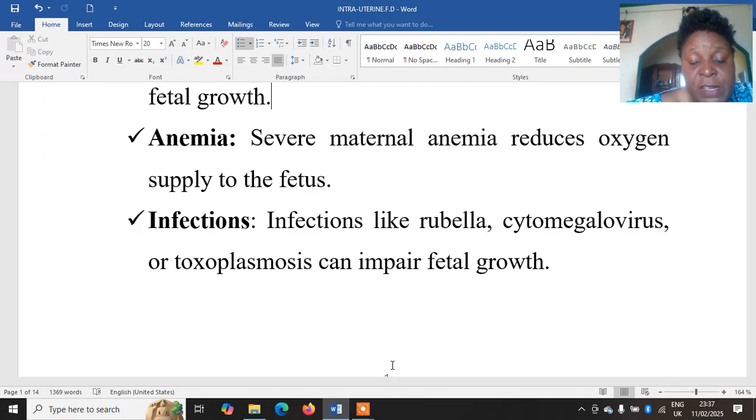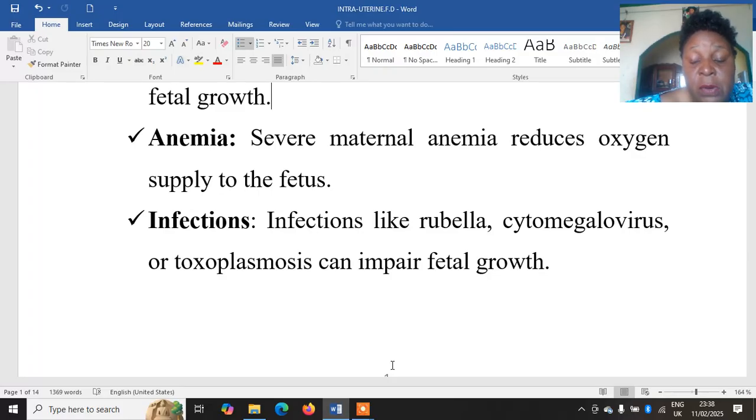And remember, the fetus intrauterine, because it has some patent structures in it, it needs a lot of oxygen. Therefore, if a mother herself is anemic, therefore the fetus itself will also become anemic, and therefore it will have intrauterine growth restrictions.